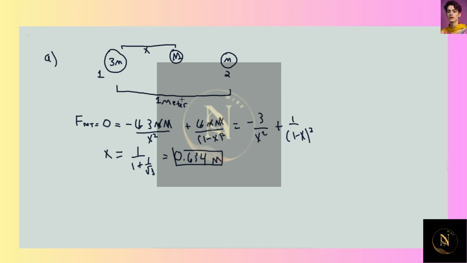So it's a little bit closer to the smaller particle than to the bigger particle. That makes sense. It needs to be closer to the smaller one since this is going to have a smaller gravitational force at a given distance than the larger particle.